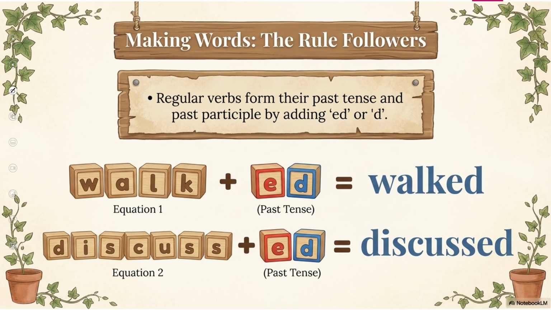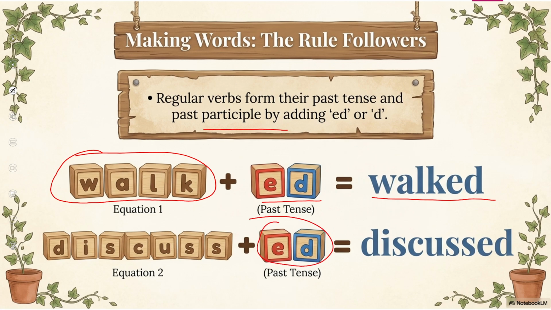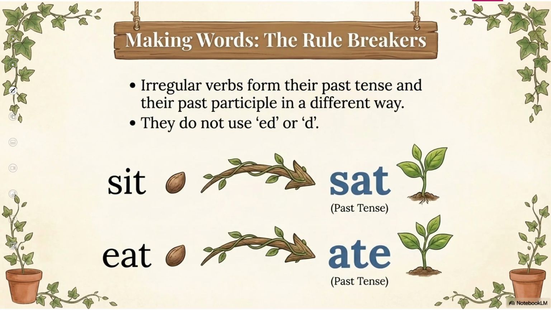How to make or change the verb? Regular verbs form their past tense and past participle by adding ed or d. For example, here's the first form of the verb, which is the present form, walk. We add ed to make it past and it becomes walked. Similarly, we have discuss, a verb in present form. We add ed with it, which makes it discussed, a past form.